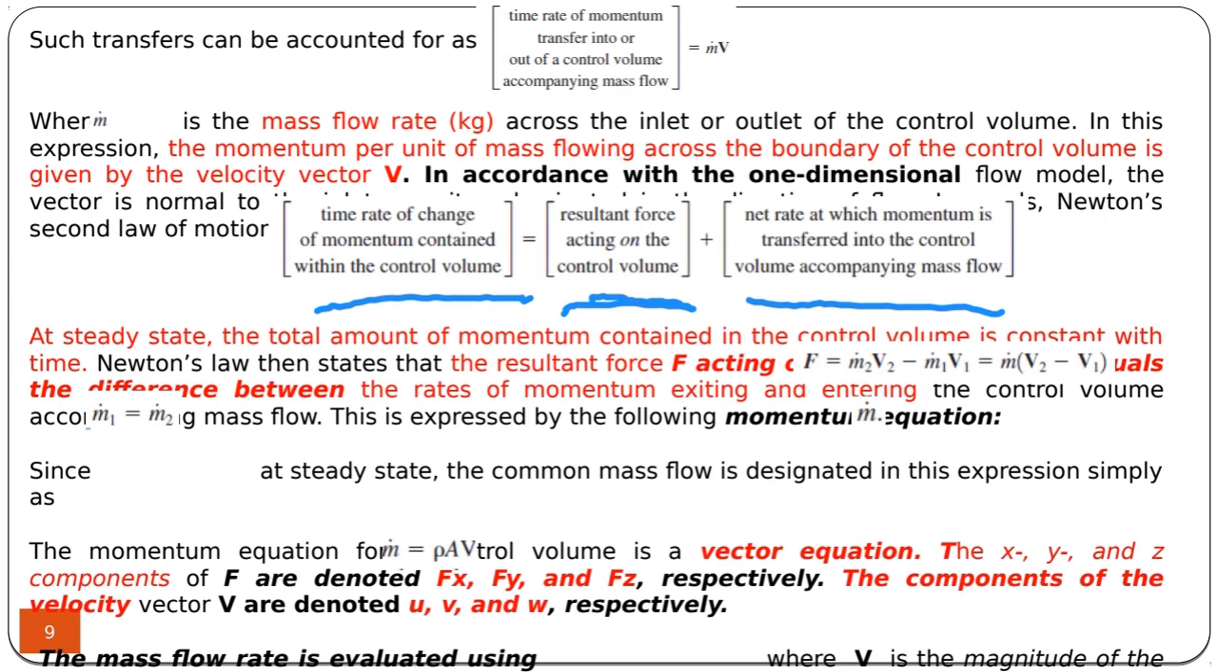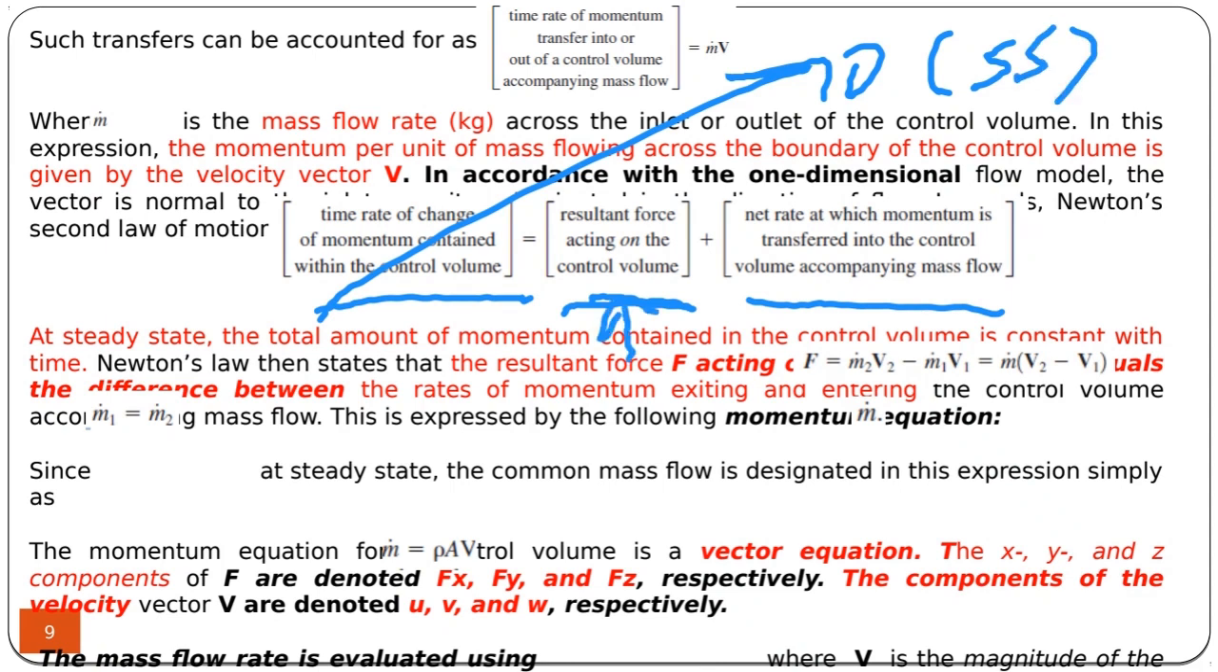If it's a steady state situation, this becomes 0. In this case, the net force will be equal to net change of momentum flux. So net change of momentum flux is m dot v2 minus m dot v1, and it's going to be equal to net forces acting on the system. What are the net forces acting on the system? They can be pressure forces, and they can be other external forces like gravity force, if any.